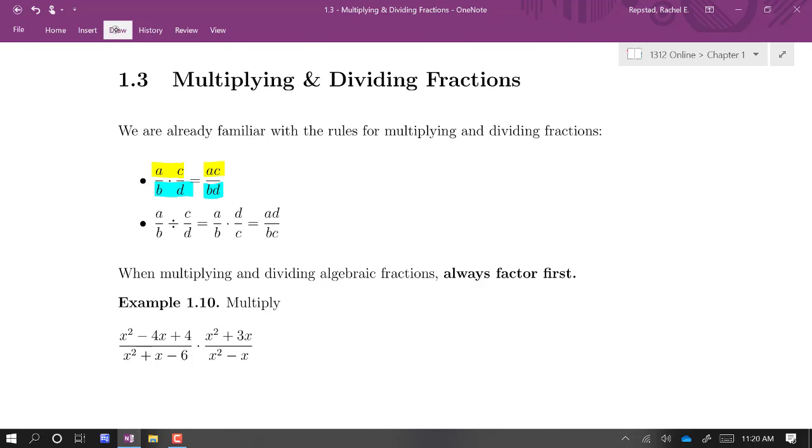When you divide fractions, you turn it into a multiplication problem. Dividing by a fraction is the same as multiplying by its reciprocal. So that first fraction, a over b, stays the same, and then we multiply by the reciprocal of the second fraction.